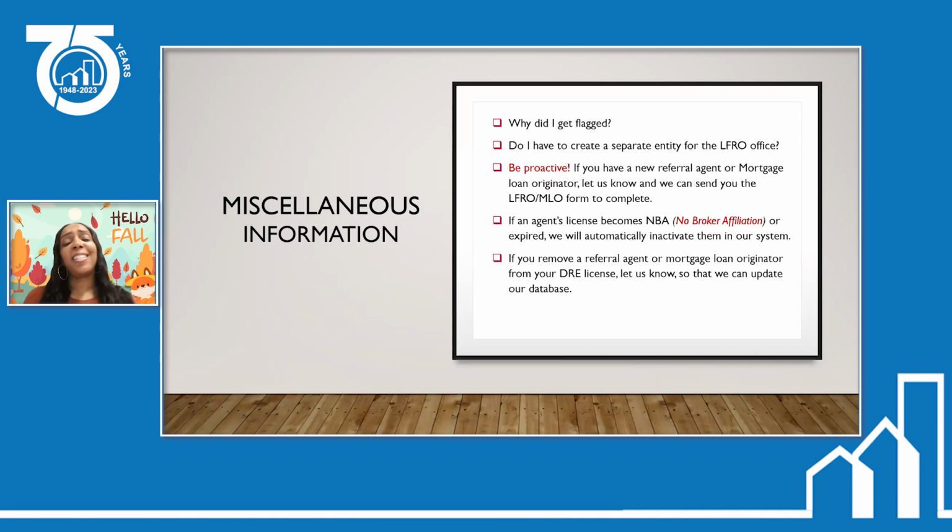It's just that CAR told us, hey, we pulled these records from the DRE. All these licensees do not belong to an association within California. Please reach out to the broker. That's basically what it's saying. And then you as a broker have to choose one of those different options to do with that agent or those agents. Another one is, do I have to create a separate entity for the LIFRO office? And LIFRO is basically referral office.